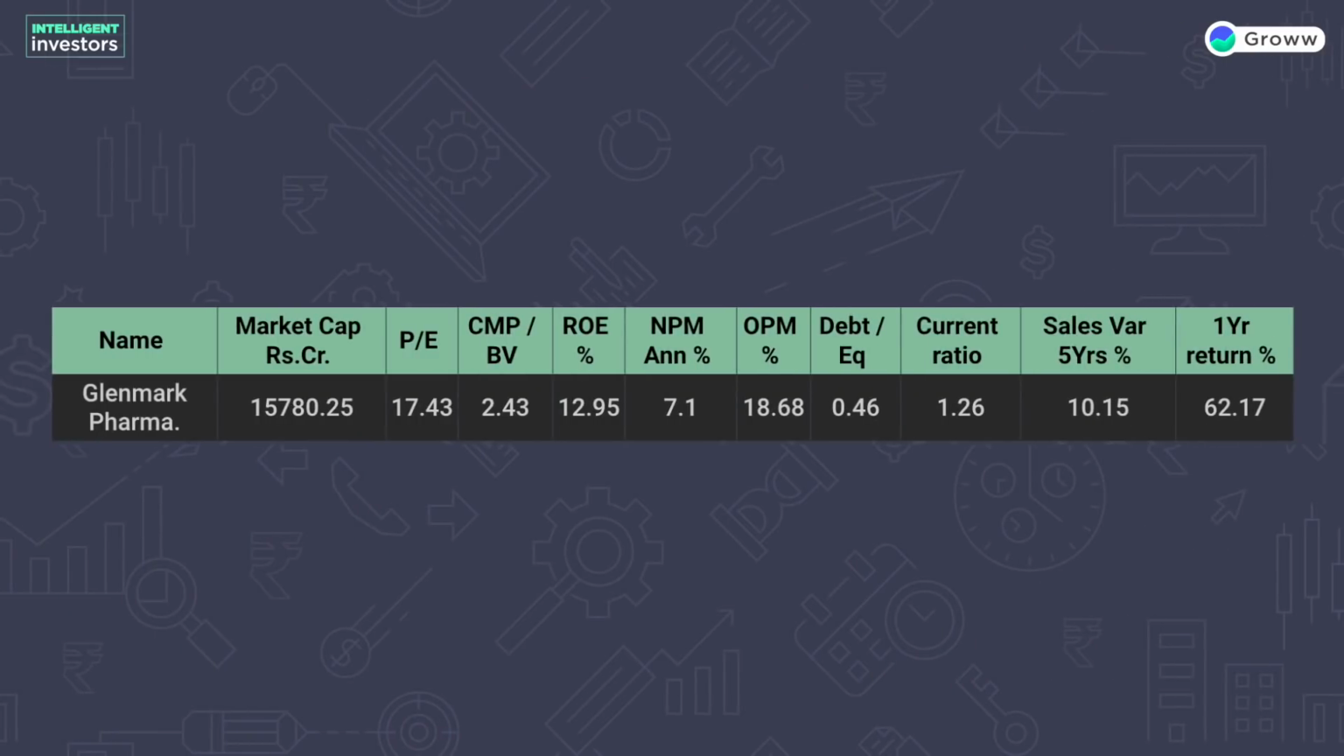If you look at Glenmark Pharma, their market cap is again 15,780, which is similar to the first 2 companies we discussed. Their PE ratio compared to the other 2 is slightly lower at 17.43. Their operating profit margin is again slightly lower at 18.68. The debt to equity ratio is 0.46, not high at all. But if you look at their 1-year return, they've given a 62% return in the last 1 year, and their sales growth over the last 5 years, or sales variance, has been around 10%.